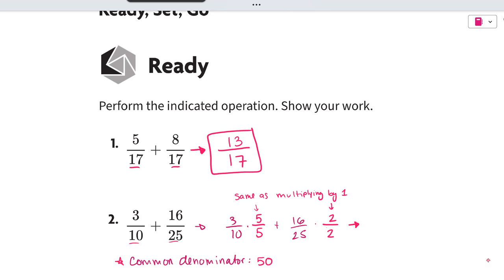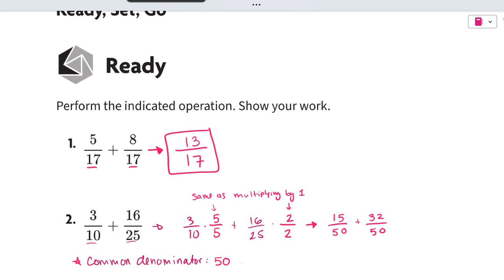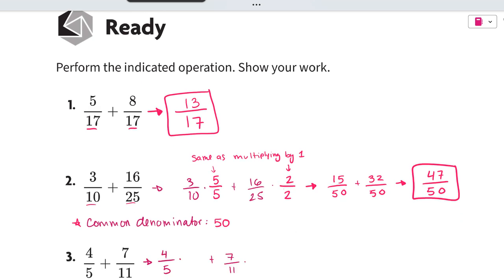Well, that first part, 3 times 5 is 15 over 50. 16 times 2 is 32 over 50. So now I have a common denominator. I can go and add the numerators. So 15 plus 32 gives me 47 over 50. That does not reduce. Always look to make sure and see if it reduces, but that one does not, so we are all set.